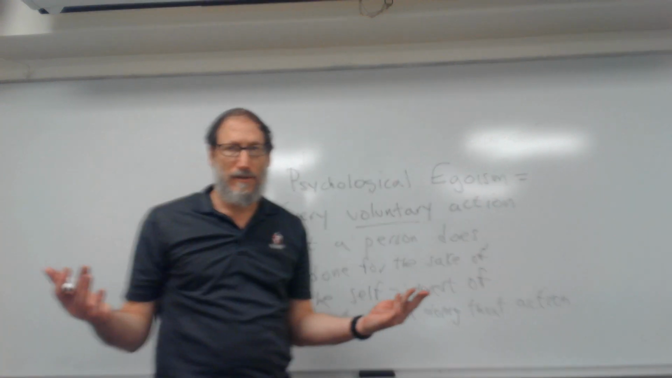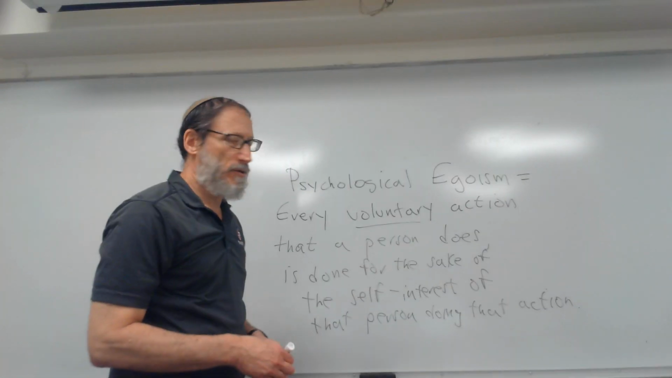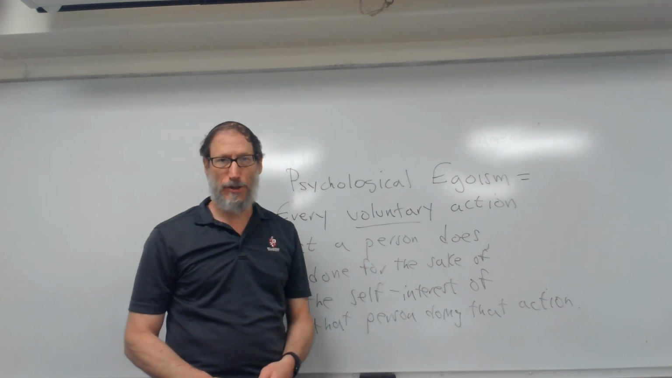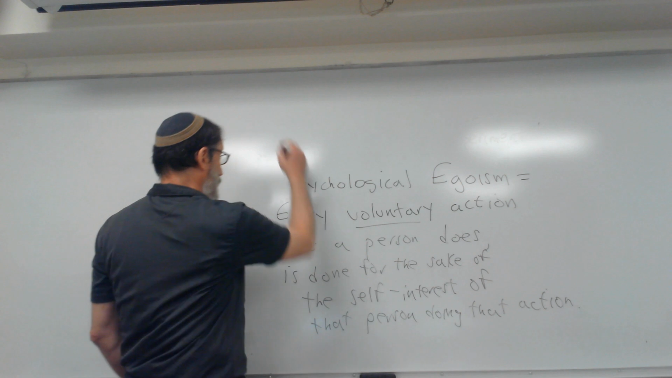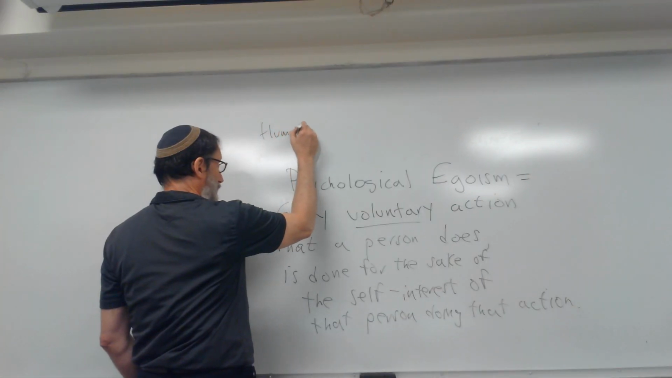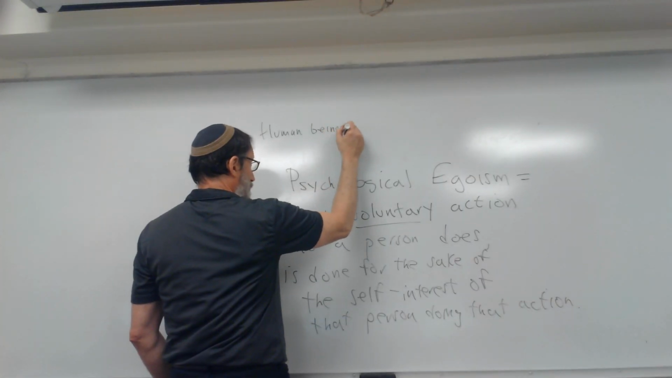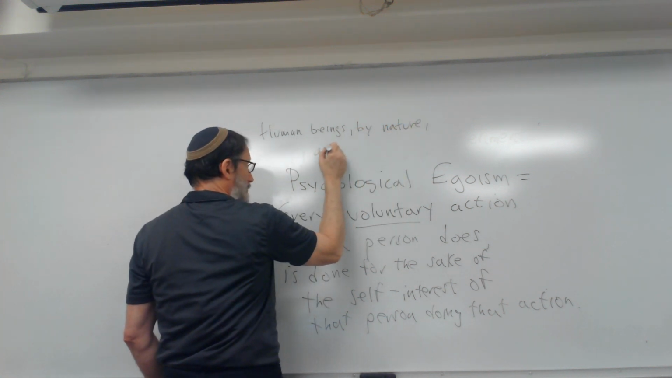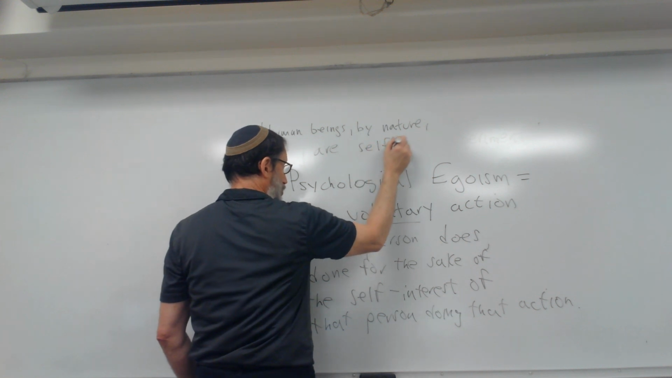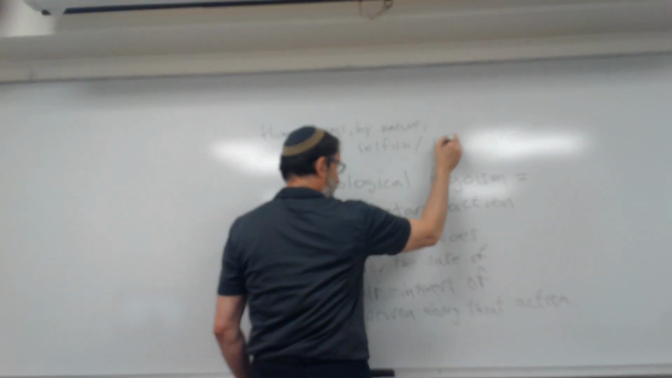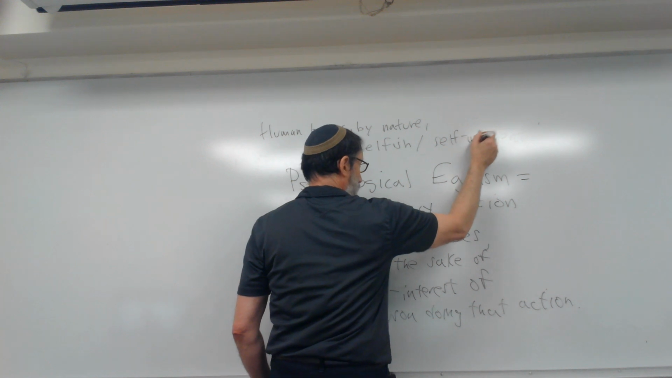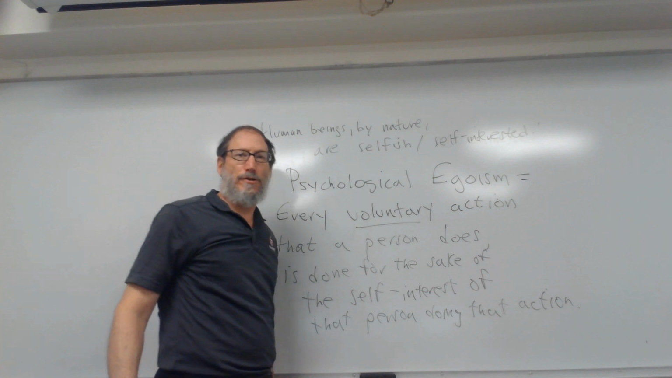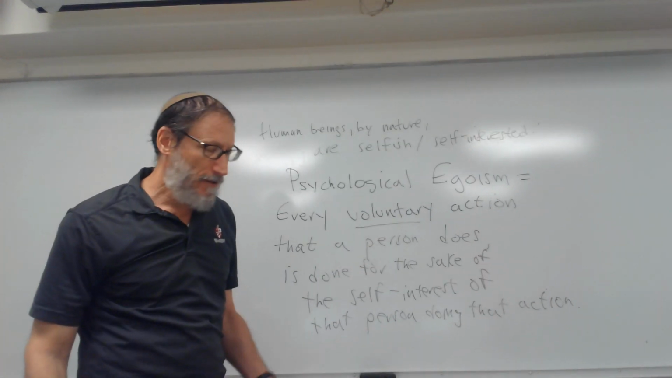To say it in a more simple way, psychological egoism says that human beings by nature are selfish. Okay, I'll write that on the board here. Human beings by nature are selfish, or slash, we'll say self-interested. Okay? Everything you do, you do for yourself.